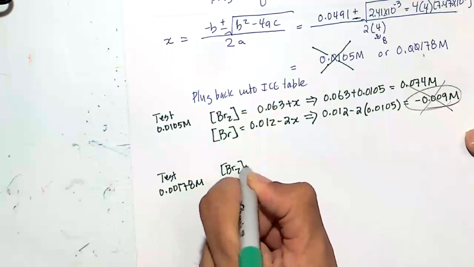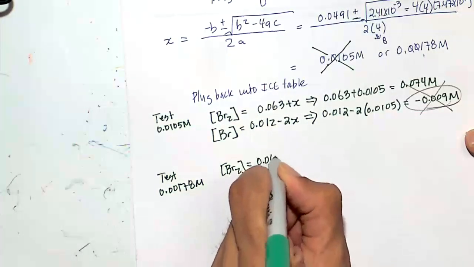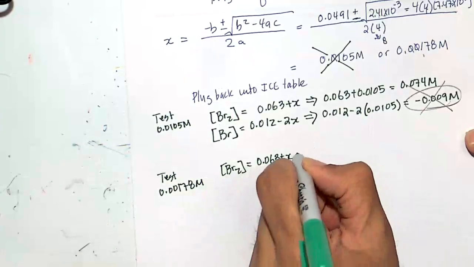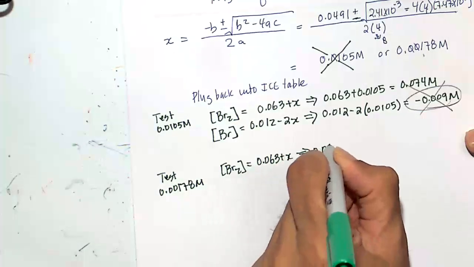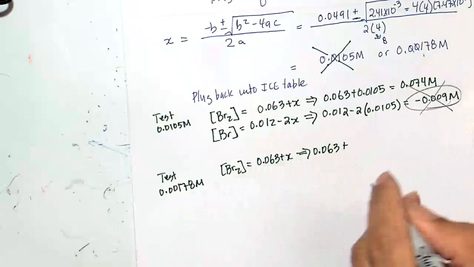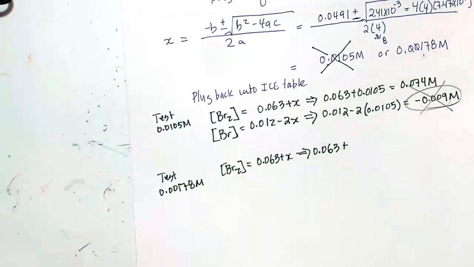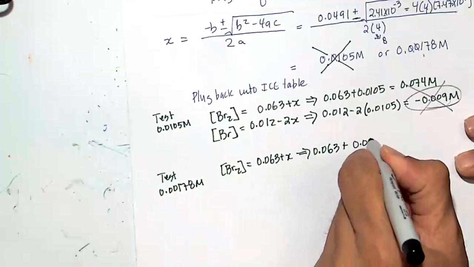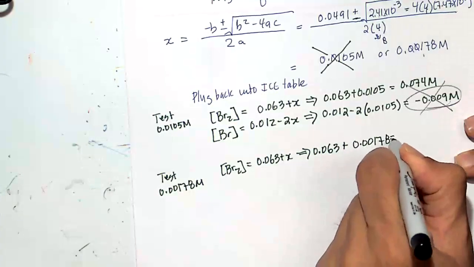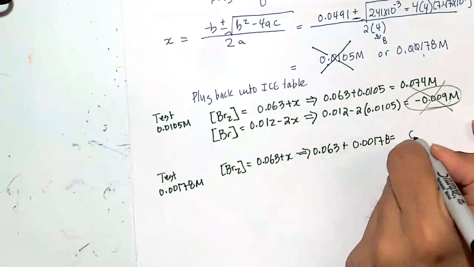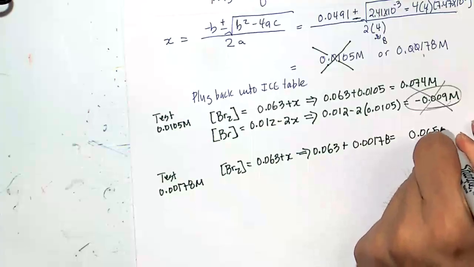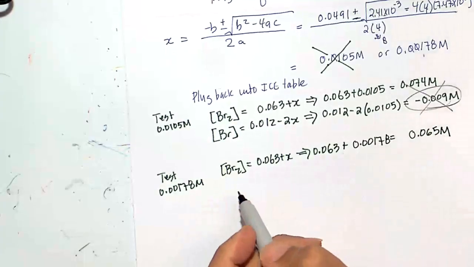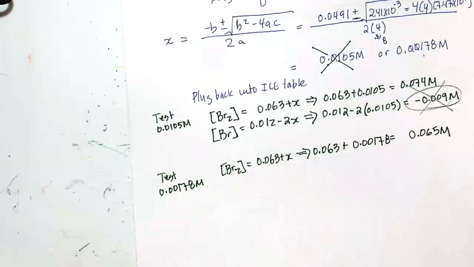All right, let's do the same thing. Br2 is going to equal 0.063 plus X, 0.063 plus 0.00178. And I get 0.065 molar as my equilibrium concentration of Br2.